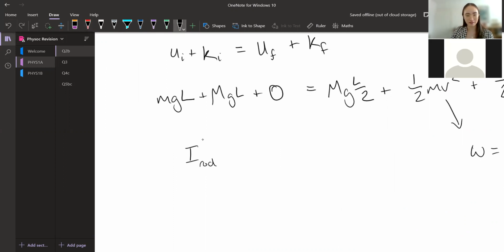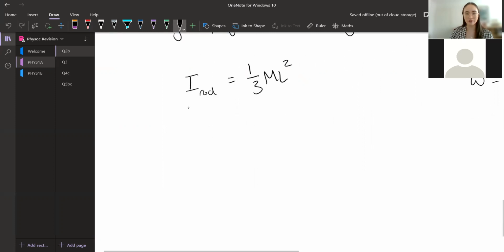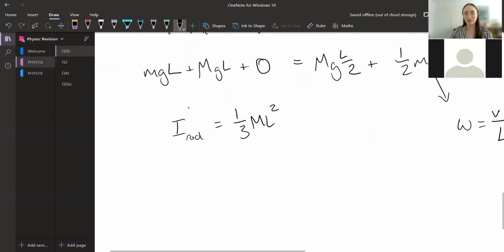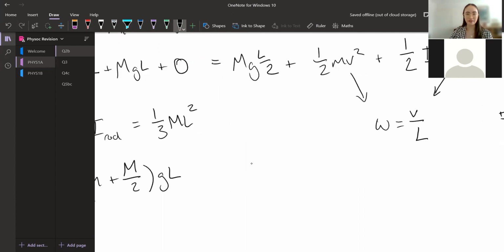I for the rod is equal to 1/3 ml squared. And we'll rewrite this whole equation. I'll put all the gravitational potential energy values to one side. So that's going to be (m plus big M) on 2 GL. So that's these two values combined together, subtracting this value. And then on this side, we'll have the kinetic energy terms.